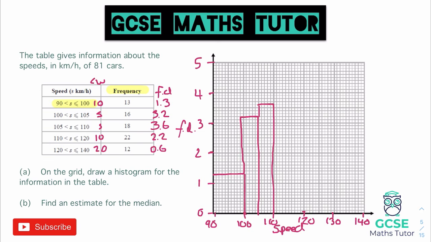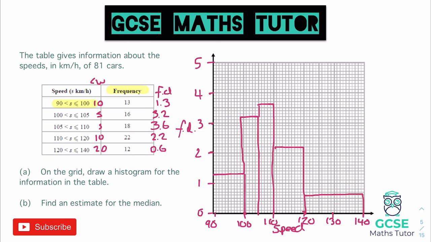The next one has a width of 10, that only goes up to 2.2, so I can follow on from the edge of the bar. There we go, and that has a width of 10. The next one has a width of 20, and that only has a height of 0.6, so it's just above the halfway point. And there we go, and there is our histogram drawn.